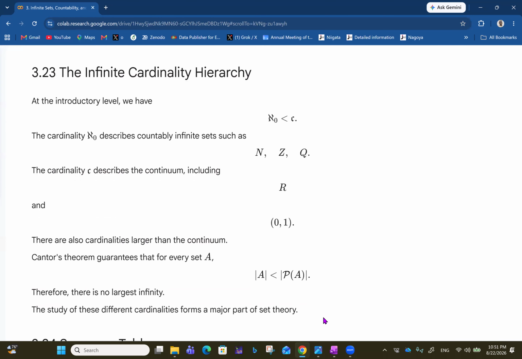That's the continuum cardinality C. So we then talk about the infinite cardinality hierarchy. At the introductory level, we have aleph zero less than C. The cardinality aleph zero describes countably infinite sets such as N, Z, and Q. Then the cardinality C describes the continuum, which includes the real numbers and the open interval (0, 1). There are other cardinalities larger than the continuum. Cantor's theorem guarantees that for every set A, the cardinality of A is less than the cardinality of the power set of A. Therefore, there is no largest infinity. The study of these different cardinalities forms a major part of set theory.